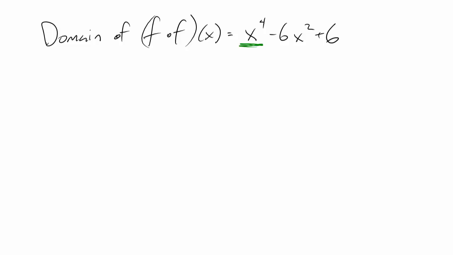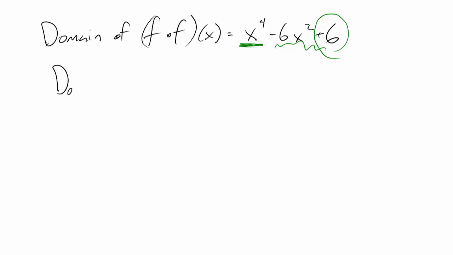There's no restrictions on what we're allowed to raise to the 4th power. So then we have this minus 6x squared. There's really nothing that we are not allowed to square, and the multiplying by the negative 6 doesn't change anything. And then finally we've got this plus 6 here at the end, which is also okay for all intents and purposes with finding the domain. So that means there are no real issues that we have to worry about with our domain.